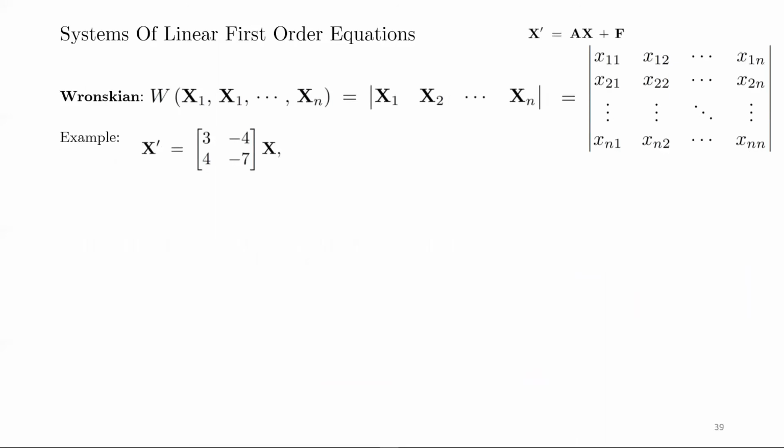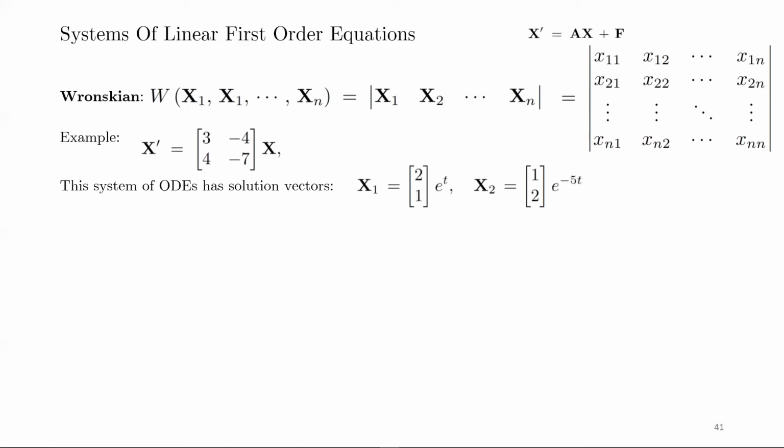So let's look at an example here. We have the system of two ODEs represented in matrix form as x prime equals [3, -4; 4, -7] times the vector of dependent variables. Maybe that's x1, x2 or something. Okay, and in the next class, I'll show you how to solve this system.